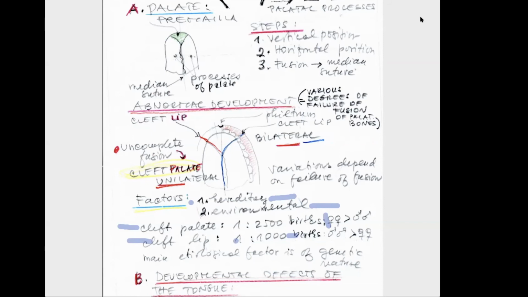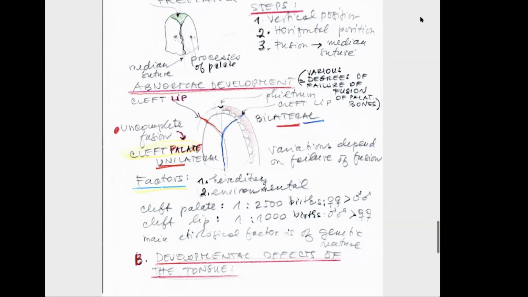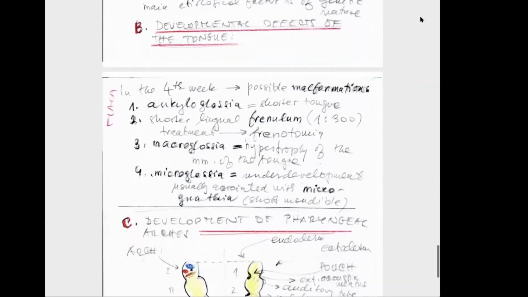So it is well known now, and generally accepted, that the main etiological factor of developmental defects of the lip and palate is the genetic factor. This is the first group. There are also developmental defects of the tongue.